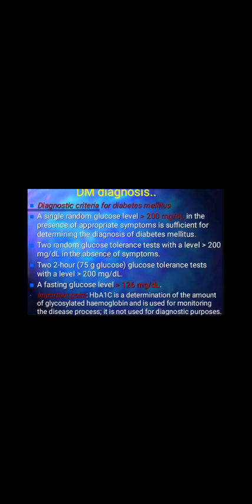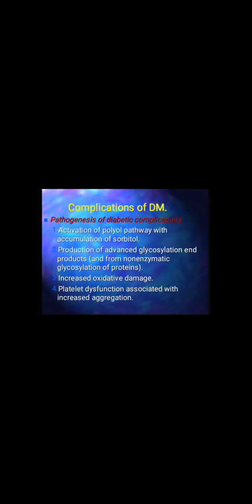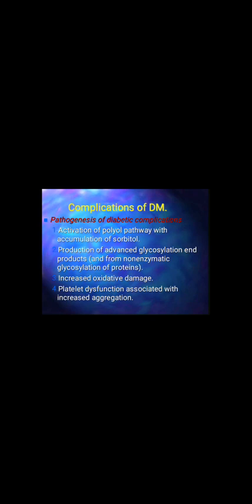So let us go to the complications, the pathogenesis of diabetic complications. There are 4 of them. The first one is activation of the polyol pathway with accumulation of sorbitol, and once sorbitol accumulates mainly in the eyes, we can have cases of retinopathies and blindness, so patients with time may go blind.